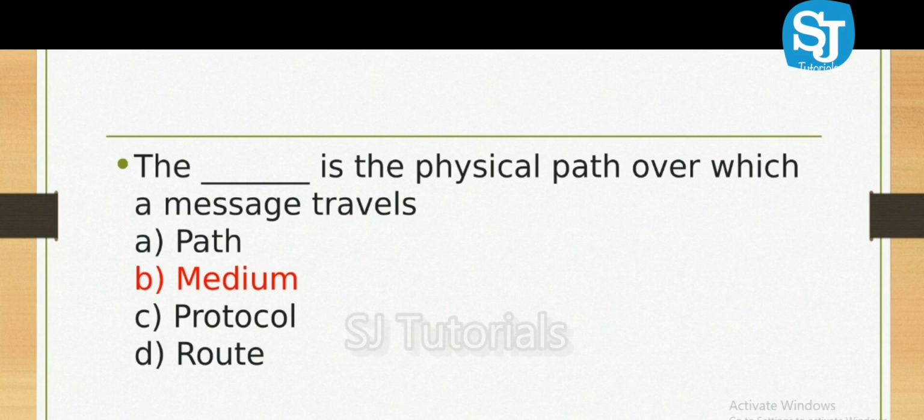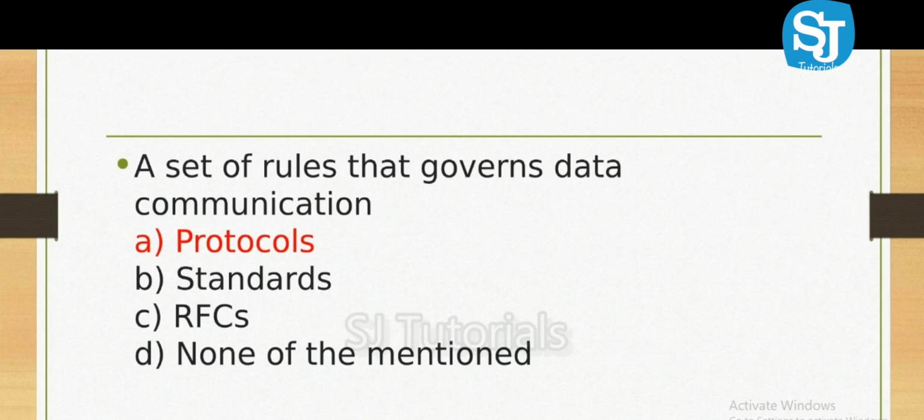There are mainly two types of medium: guided media and unguided media. Guided media use different types of cables, and the other media are used in wireless technologies like Wi-Fi, Bluetooth, infrared, etc. So here the data transferring path is called a medium.